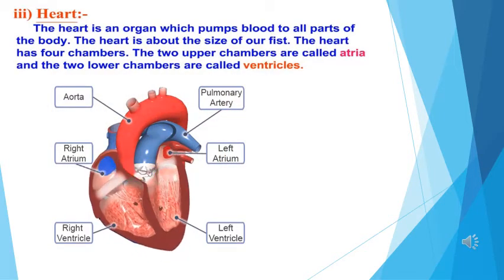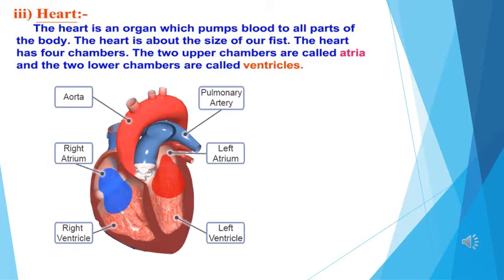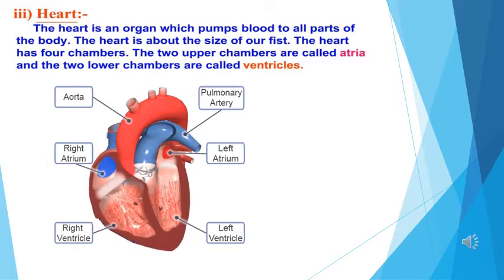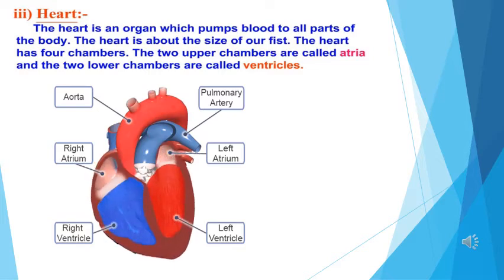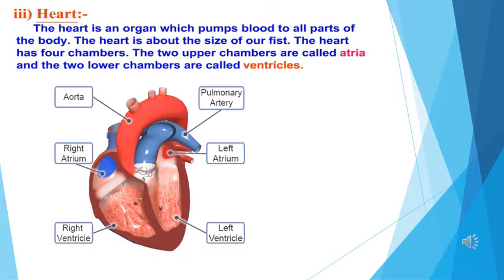Now let us understand about heart and its structure. So the heart is an organ which pumps blood to all parts of the body. The heart is about the size of our fist. It has four chambers. The upper chambers are atria and the lower chambers are called ventricles.